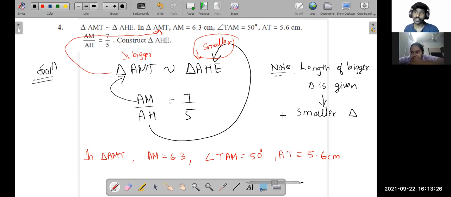Okay, this you check only when a point is common. If there are two completely different triangles, then no need to check. Only when a point is common, then you have to check that: which is bigger, which is smaller, what is given.